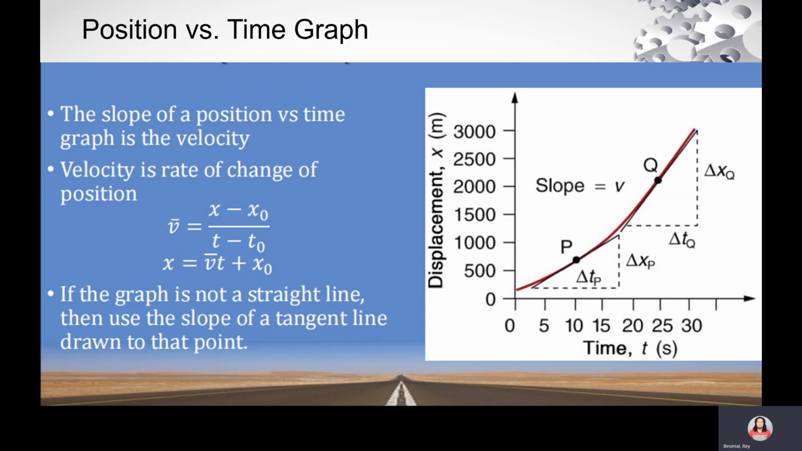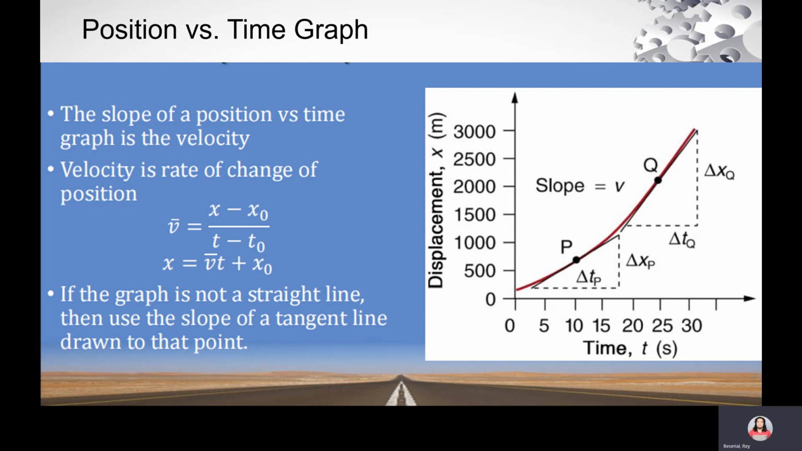Yung ating formula for this is yung V bar equals x final minus x initial over t final minus t initial, or delta x over delta t. And then yung ating formula para sa displacement is equals to velocity or v bar times t plus initial position or x sub 0.